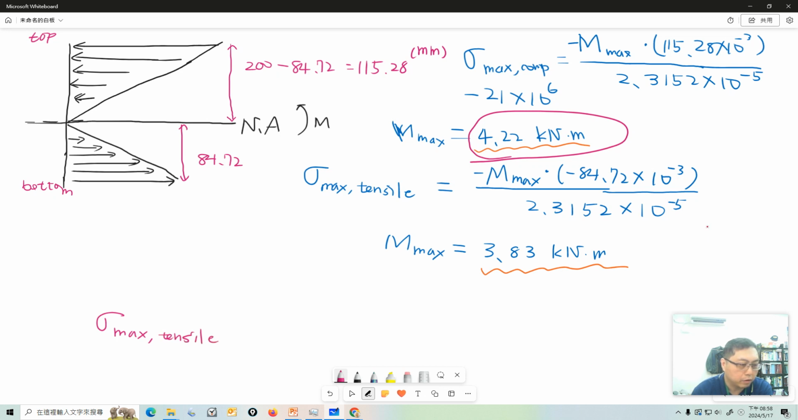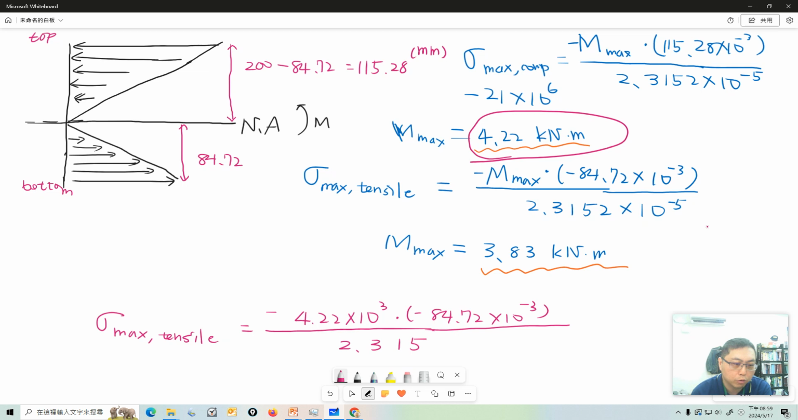So if we use this max moment, 4.22 times 10 to the 3, and times, because the maximum tensile is always at the bottom surface, minus 84.72 times 10 to the power minus 3, and the I is 2.3152 times 10 to the power minus 5.